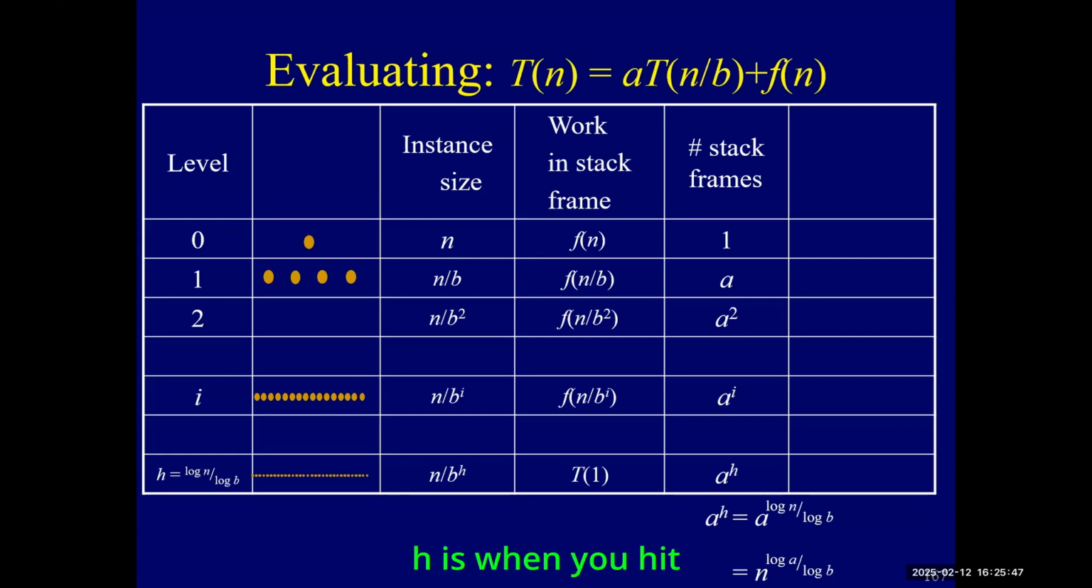h is when you hit the base cases. It's how many levels there are until you hit the base case. So do you understand that at the ith level, the size of the instance is n over b to the i, right? So we're going to keep going until we get that the size here is 1, right?